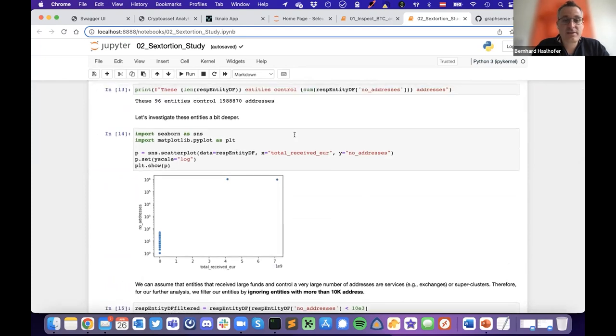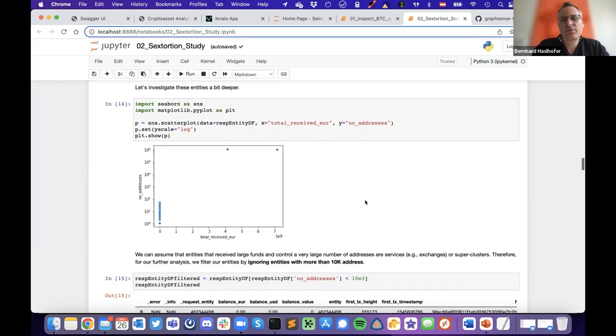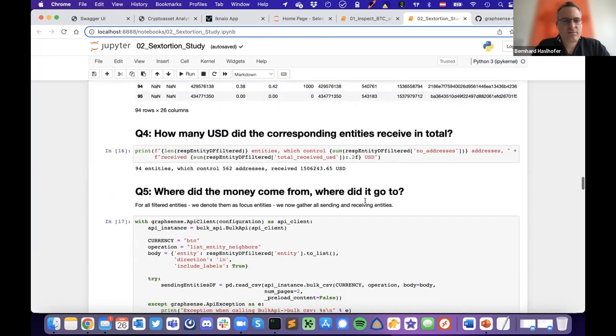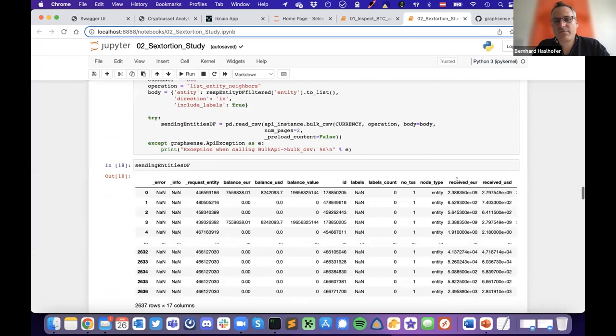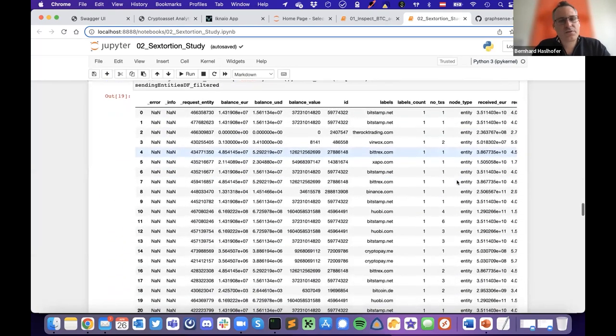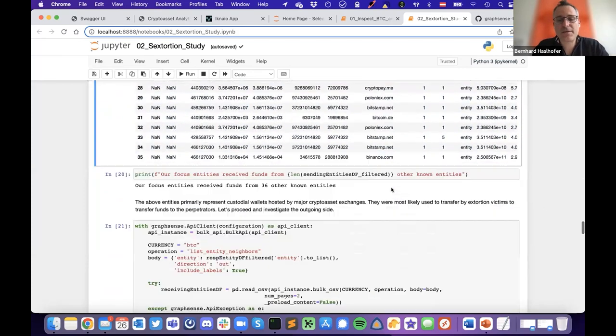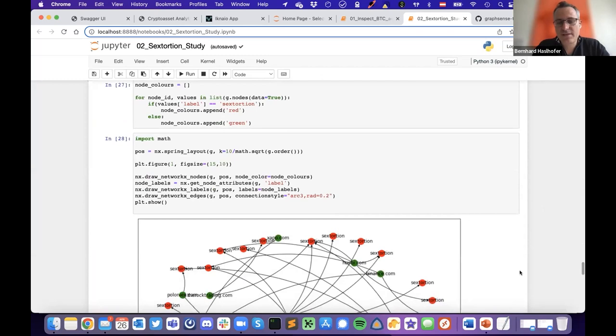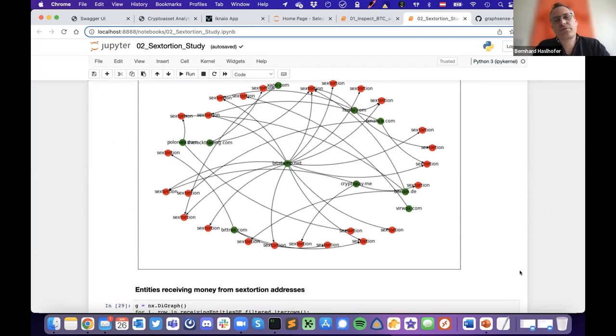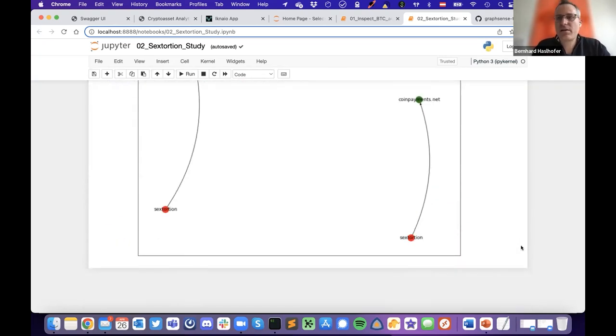I'm applying some basic sanity checks on the data I'm gathering, eliminating some outliers, then computing over those entities I found and consider reliable how much they received. Then I inspect where the money came from and where the money went to. For instance, in this data frame you see on which exchanges the victims probably had their wallets from which they sent the money. And then on the other side, you see where the money went. This notebook also shows you how you can create graph representations from the data you gather.